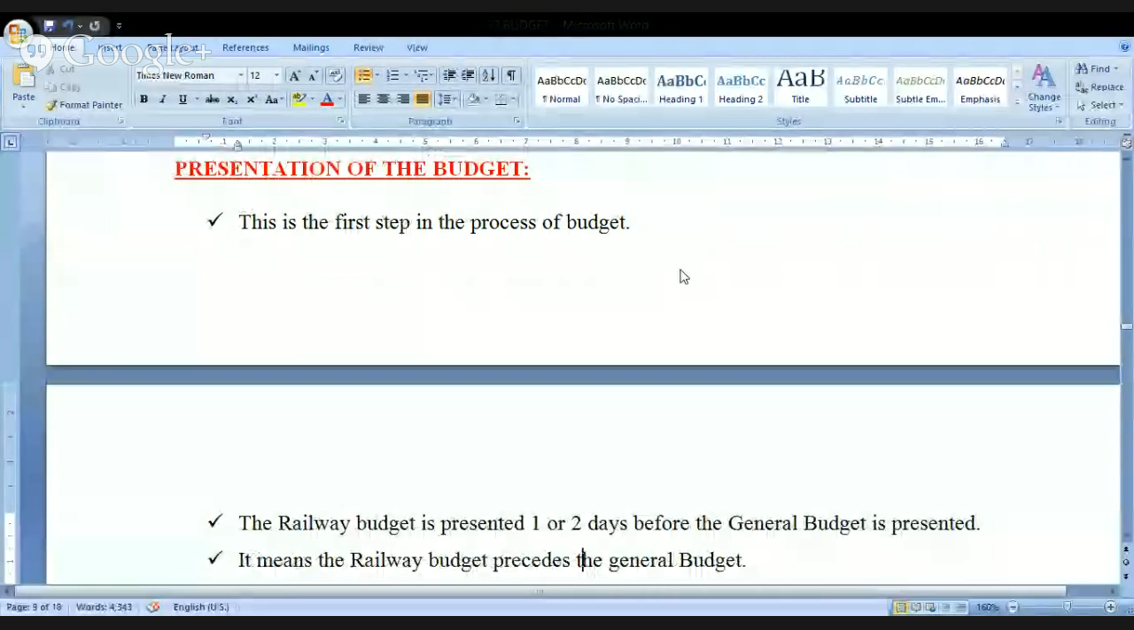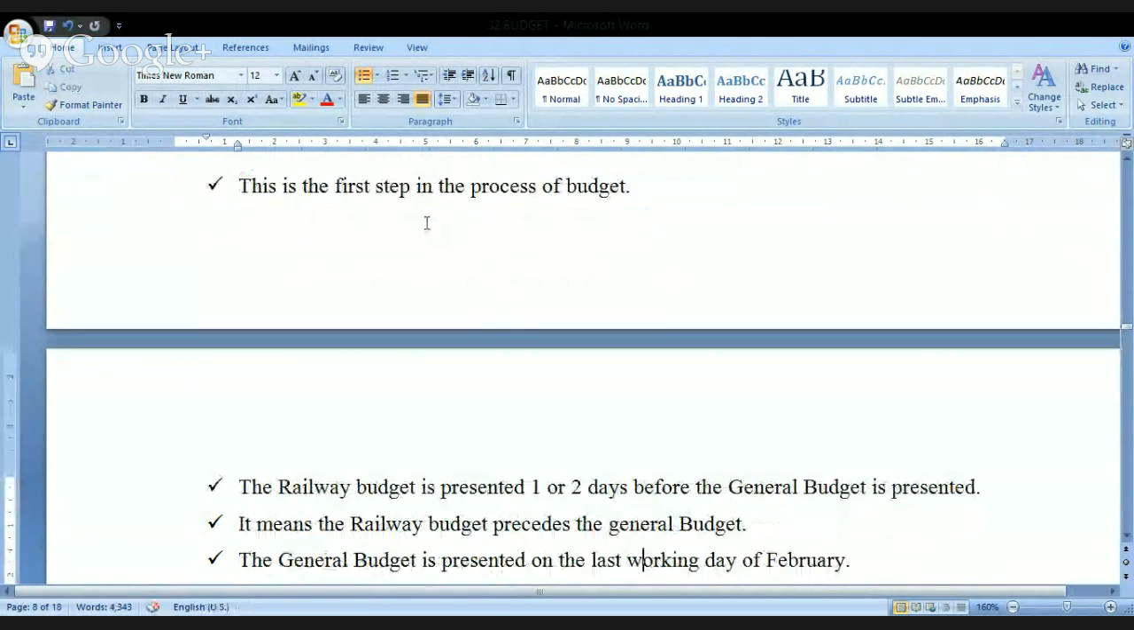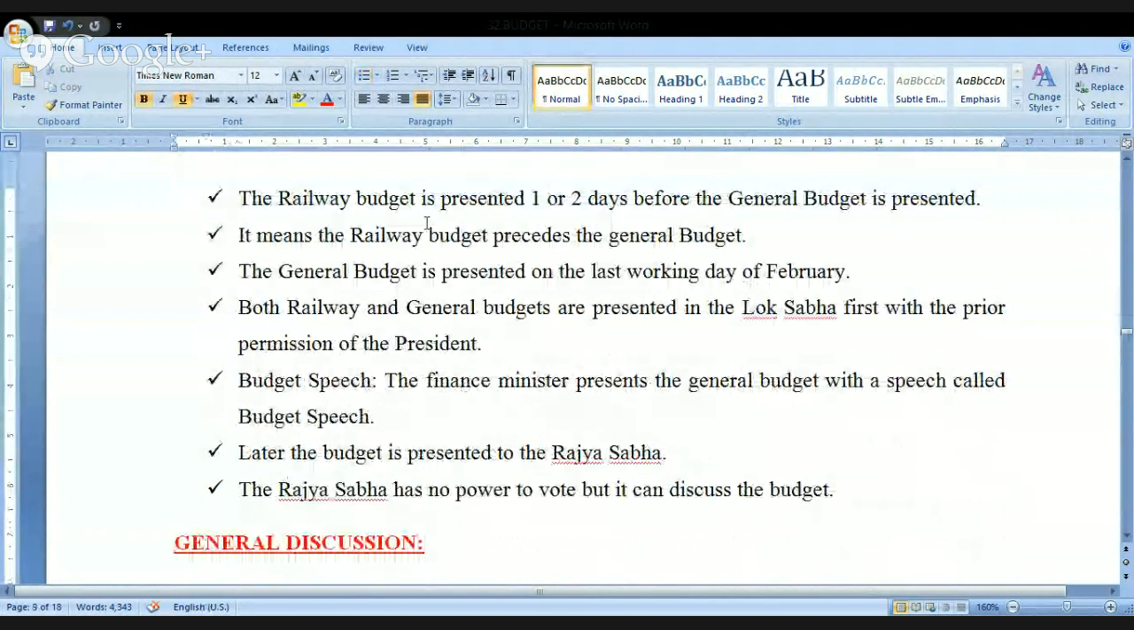Presentation of the budget. This is the first step in the process of the budget. Okay, next, the railway budget is presented 1 or 2 days before the general budget is presented. It means the railway budget precedes the general budget. I told you already, this is only a tradition and not a compulsion. Clear? Number one. Number two, the general budget is presented on the last working day of February.